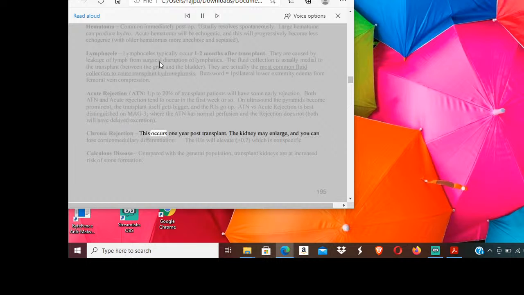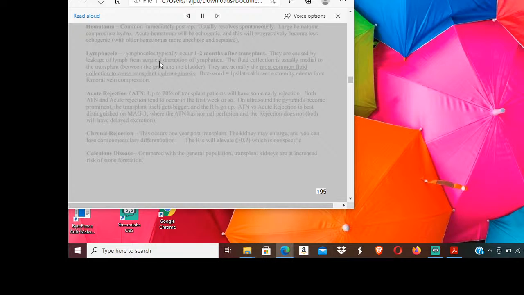Chronic rejection. This occurs 1 year post-transplant. The kidney may enlarge, and you can lose corticomedullary differentiation. The RIs will elevate above 0.7, which is nonspecific. Calculus disease. Compared with the general population, transplant kidneys are at increased risk of stone formation.